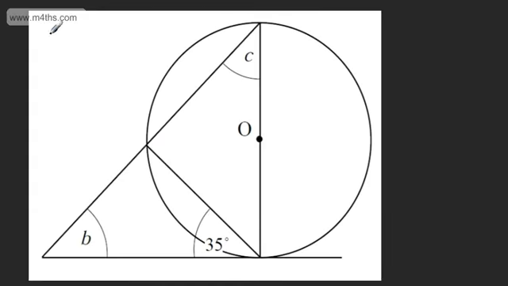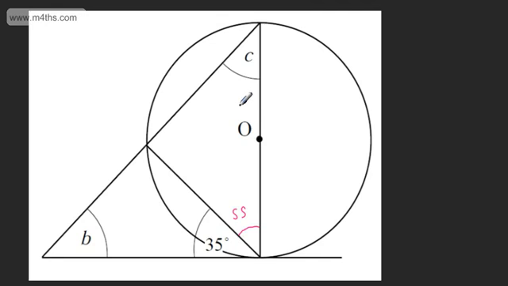Okay, let's look at this one. Let's think what we can do. Different approaches. This is an alternate segment theorem if we want it. We've also got now that this is going to be a 90 degree right angle in total, as we've got now the radius and a tangent. So if this is going to be 90 degrees, what we can say is this is going to be 55. That gives me the 90 degrees.